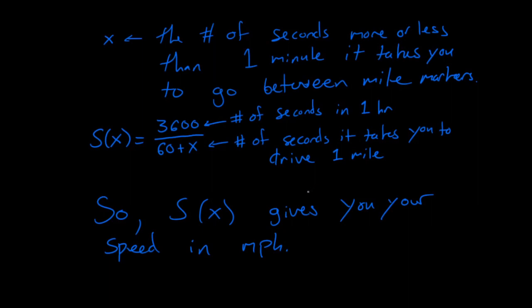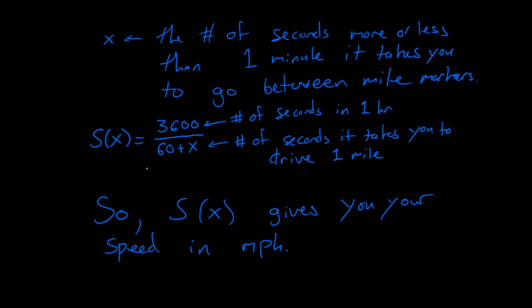Okay, maybe it was 63 seconds between those 2 mile markers. Then x would be 3, or how about let's take x to be 2. I've already computed that one. So if it took me 62 seconds to go between them, then I would get out the value of about 58.06 if I plugged in 2 for x, and that would tell me that I'm going about 58 miles an hour. So if it takes me around 62 seconds to go between mile markers, I'm going about 58 miles an hour, as opposed to 60 miles per hour when it takes me exactly 60 seconds.